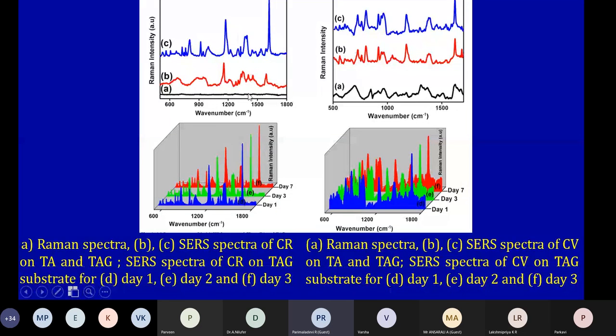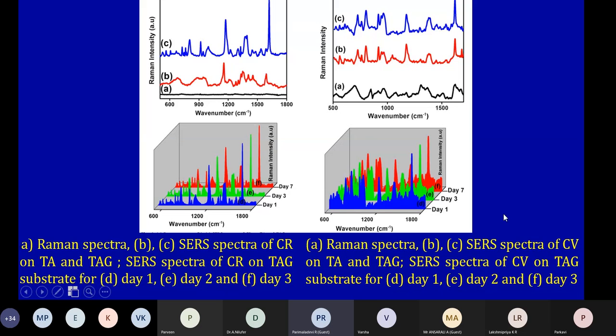This is due to Congo red, and this is due to crystal violet dye. Normally both dyes, a cationic and an anionic dye, are mostly used in the textile industry, and they are very dangerous to human health. So we want to degrade them. Before that we want to detect what compounds are present in them, so for that we take a SERS spectrum. It shows a number of peaks for Congo red and crystal violet.